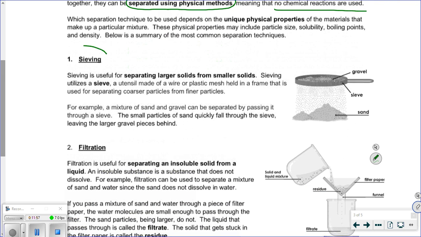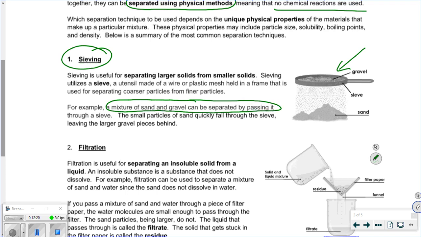Sieving, okay? That's kind of like what you've probably seen where people would go dig for gold and they'd have these little pans with little holes in them, and you would shake it and the smaller particles would fall through, but the larger ones would stay in the little sieve. So that's great for a mixture of sand and gravel. The gravel would stay here, but the sand would fall out because it's really small pieces.